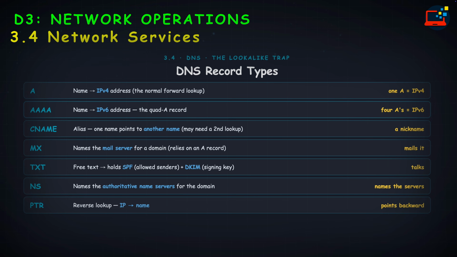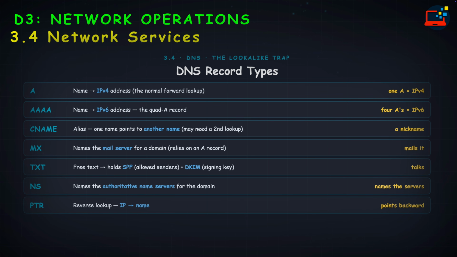A TXT record holds human-readable text, and it's where 2 important email records live: SPF, which lists the servers allowed to send mail for your domain, and DKIM, which carries the public key that verifies your signed email. An NS record names the authoritative name servers for the domain, and a PTR record, the pointer record, does the reverse lookup, mapping an IP back to a name.